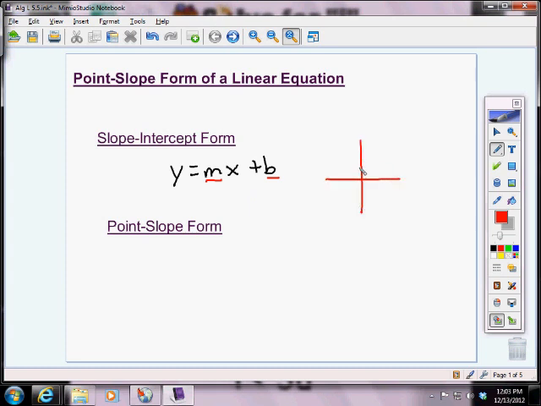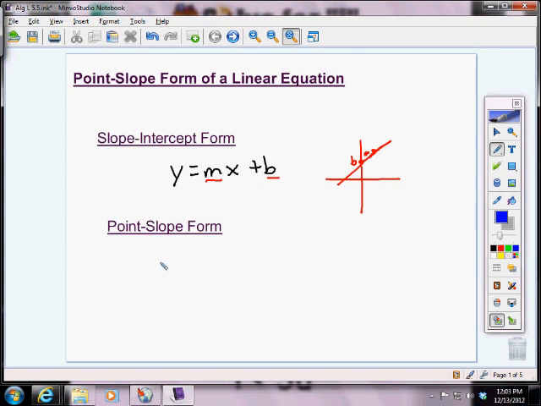If we wanted to graph this, we just had to plot whatever our b is and apply our slope, rise over run, however that worked out. So slope-intercept form, when we have the slope and y-intercept, it's easy to write the equation and then it's easy to graph. But there's also another form of a linear equation called point-slope form.